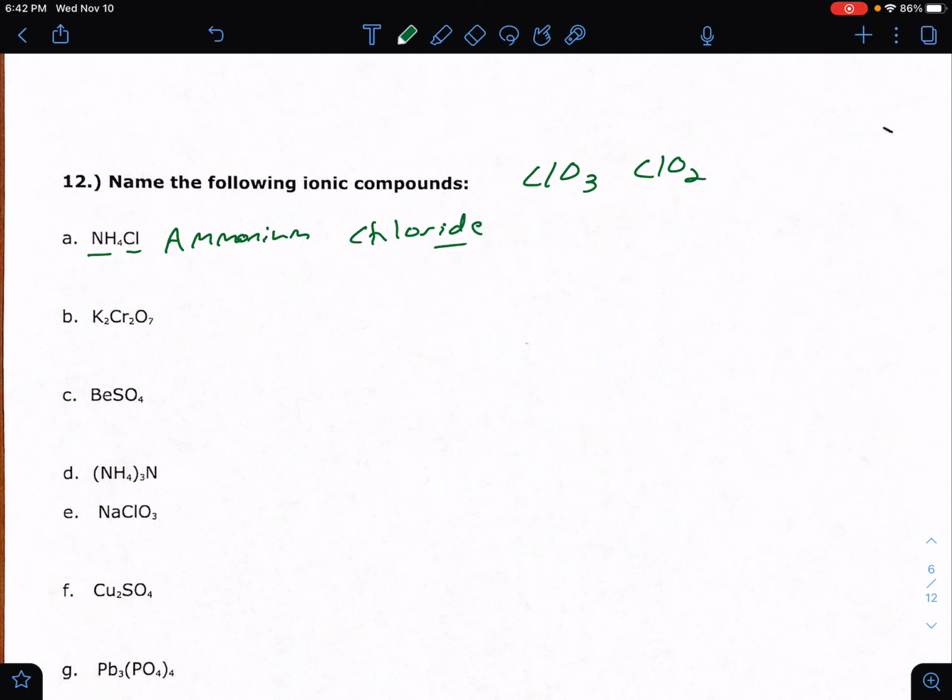Okay, B, potassium. So I have K, it's potassium, and Cr2O7 is dichromate. So this would be potassium dichromate.